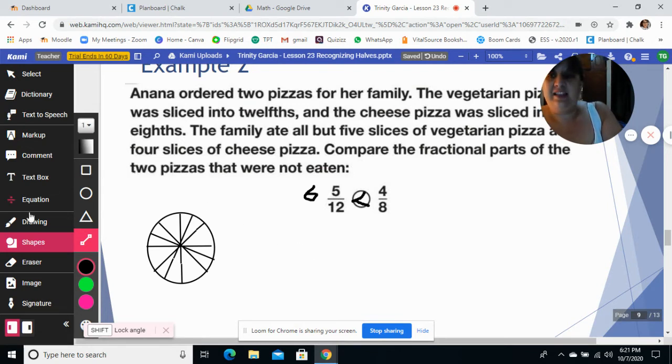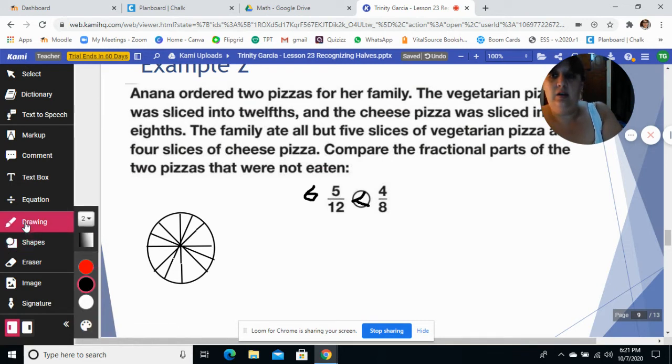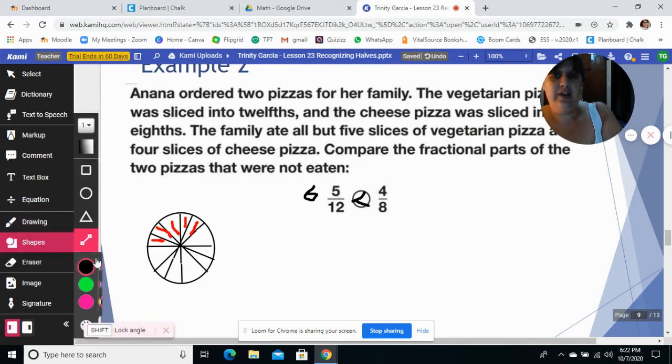And they ate all but 5 of them. Okay, so we're going to make the 5 that are left red. 1, 2, 3, 4, 5. Okay, and let's draw a pizza to represent the other pizza as well, okay? Just so that we get a visual, because lots of times with fractions, it is very helpful to get a visual, because our brains don't always think in fractions very easily.